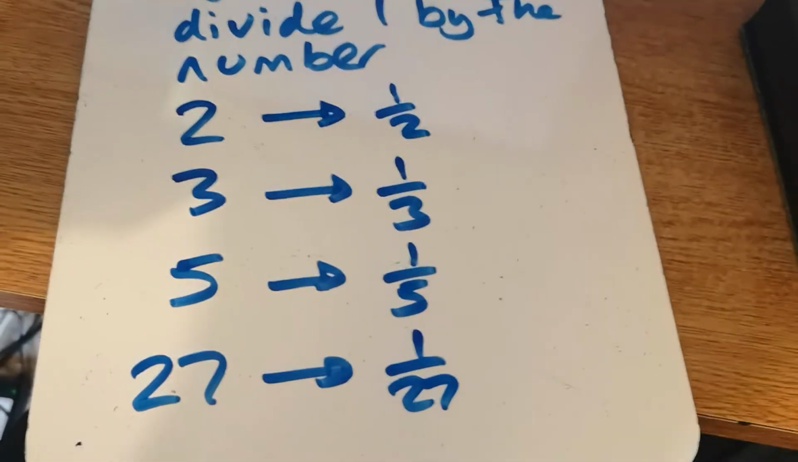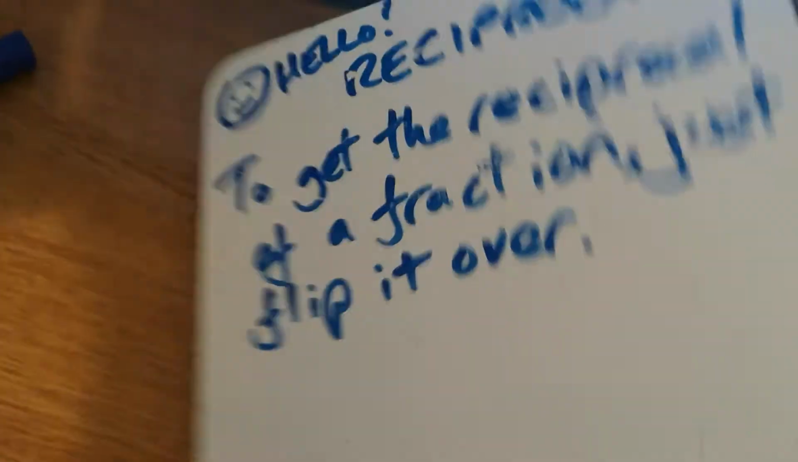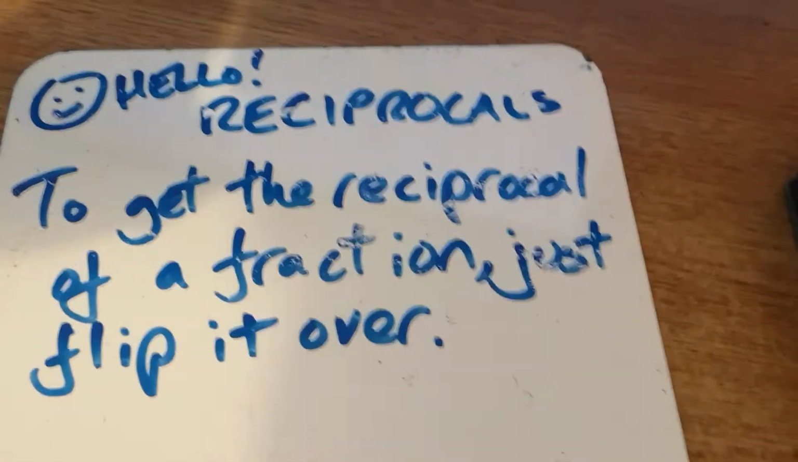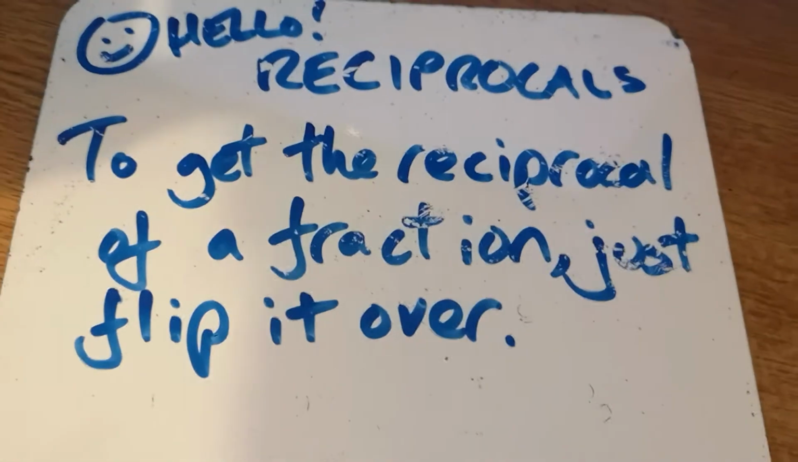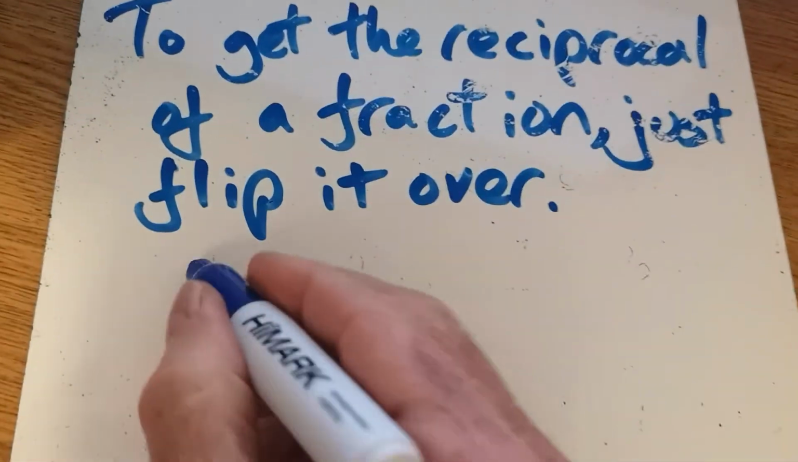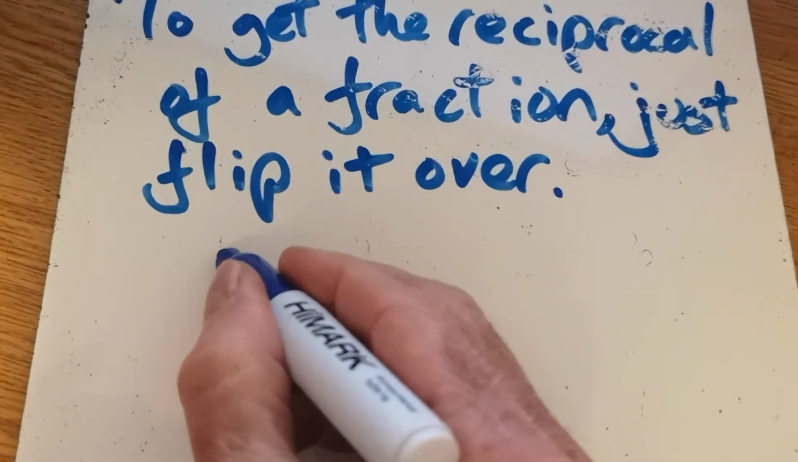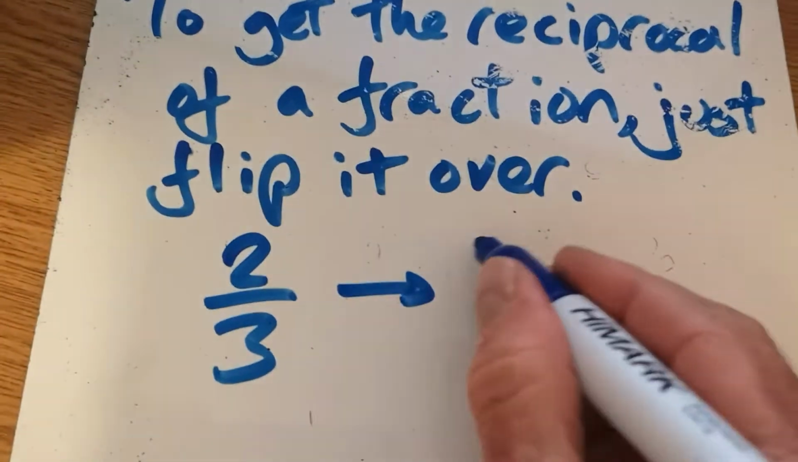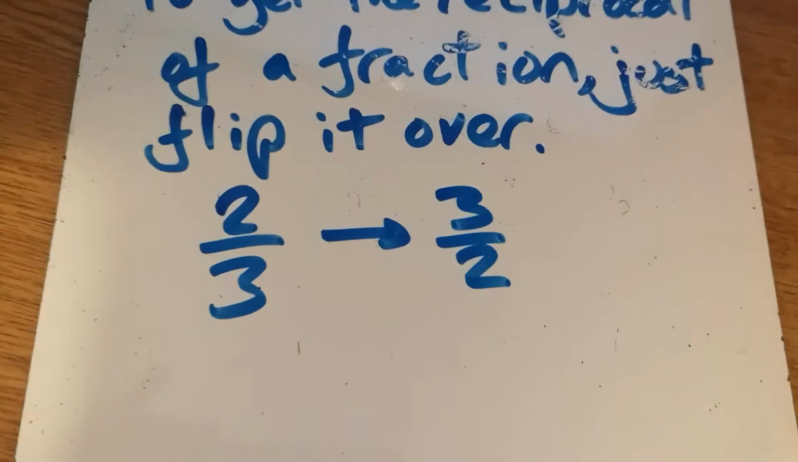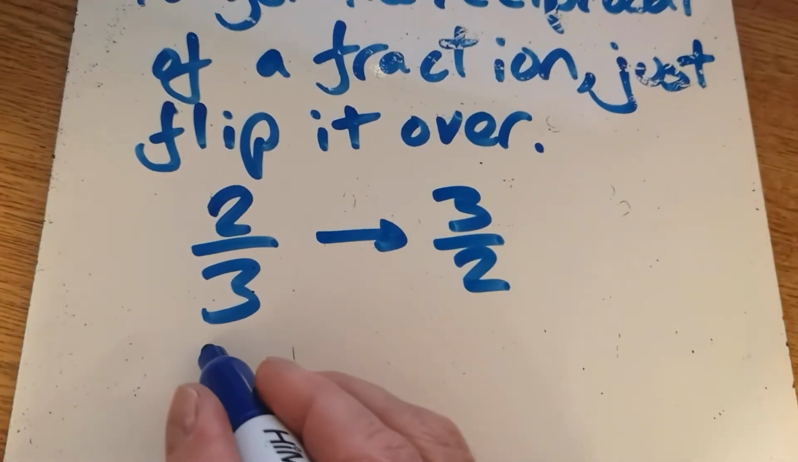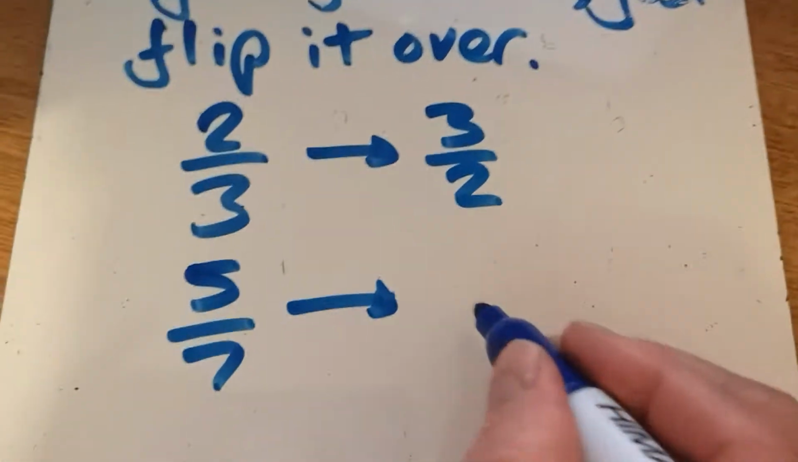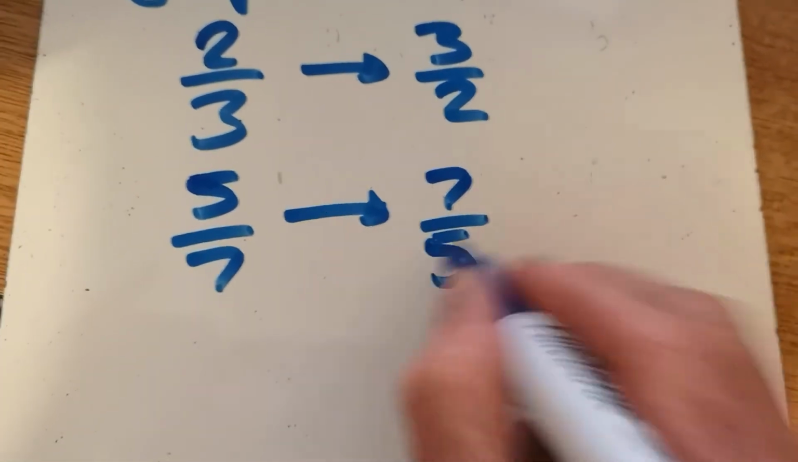Now, it's quite straightforward, that, but the other thing you need to make sure you're okay on is, if you want to find the reciprocal of a fraction, you're just basically flipping it over. So if I had something like 2 over 3, the reciprocal of 2 over 3 would just be 3 over 2. And if I had 5 over 7, the reciprocal of that would just be 7 over 5.